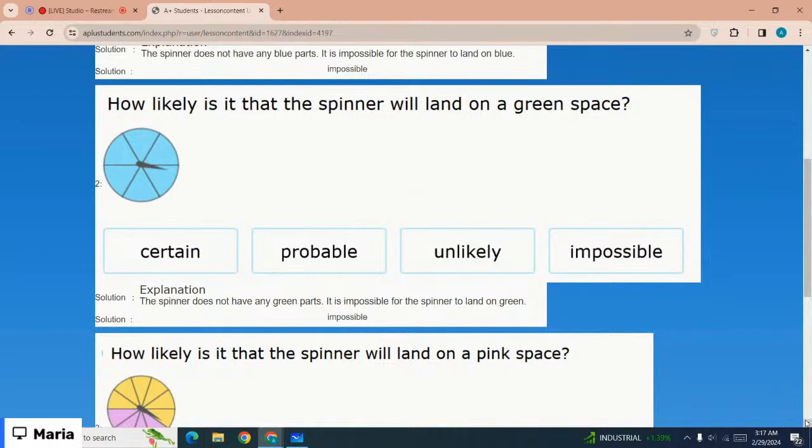Do you have any green? No. So it is impossible for the spinner to land on green. The correct option is impossible. It's okay if this is easy, we still have to cover.